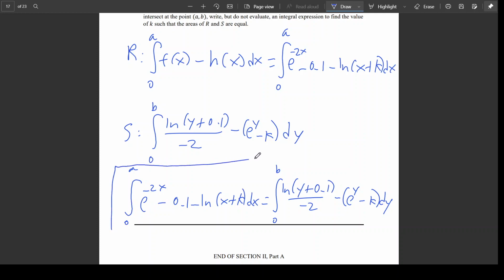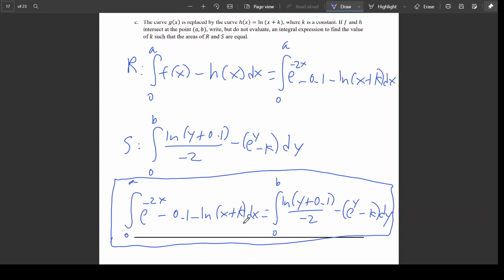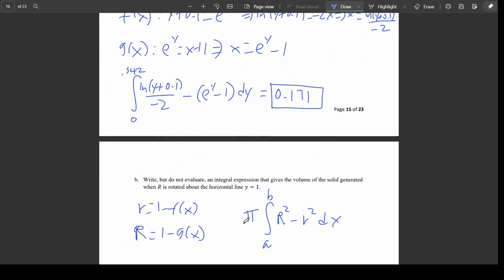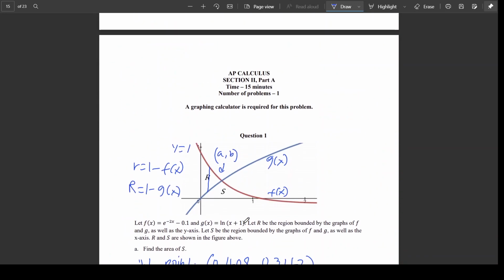This is setting R and S equal to each other, and if you were to evaluate this integral expression, which I'm not asking you to do, you would get the value of k. And that is it. That is the end of this question. So hopefully it wasn't that bad. It might have seemed a bit complicated, but hopefully you realized it's not really that complicated in real life. So that was the end of section 2 part A.